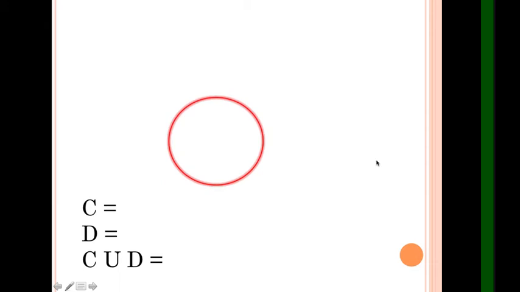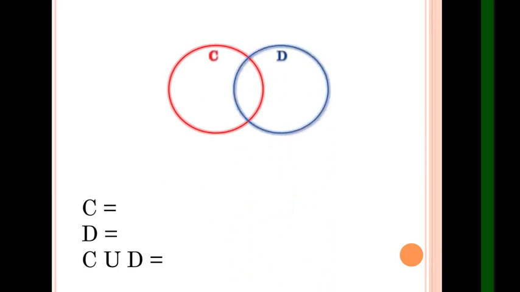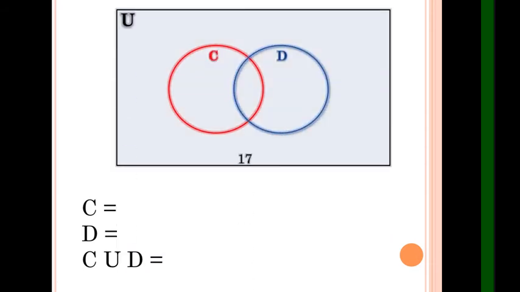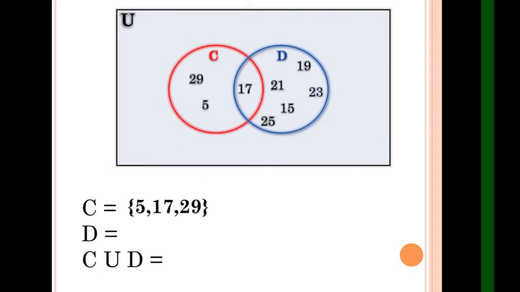Now, let's have an example. For this example, we have this Venn diagram with the universal set. And we have 17, 19, 21, 23, and 15, 25, 5. Okay. So, what are the numbers in C? Ano yung mga numbers sa letter C natin? So, as you can see, yung red na circle, siya yung letter C natin. Tama? So, this circle has 29, 5, and 17. So, therefore, in an increasing order, we have 5, 17, 29 for the elements of set C.